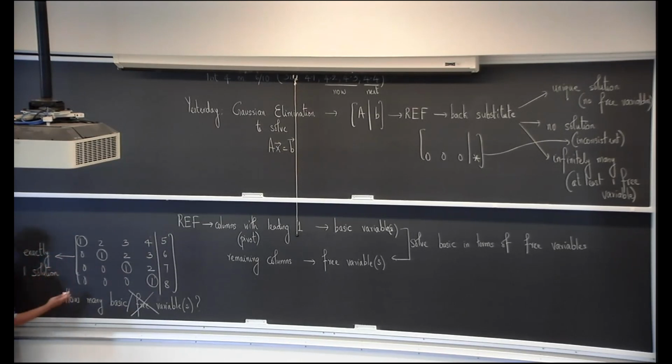This is what linear algebra does. It gives you a good idea about what to expect, even if you're not able to give the answer immediately. At least you know what is coming up. So there is no free variable. Exactly one solution. All variables are basic in this case. Good. What about this one?